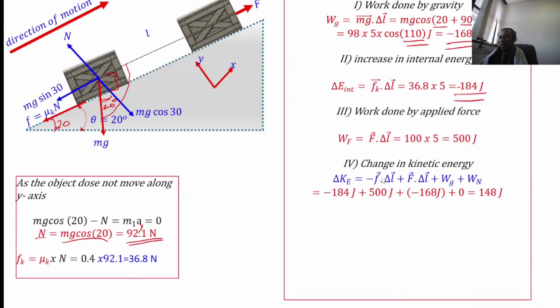Whereas I've got, for F dot delta L, negative 184. For F dot, that F is the small f frictional force. This is the applied force dot delta L. I've got 500. For the weight, I've got negative 168. What am I talking about? This one. But I put Wn is 0. Why could I do that? Do you have any idea?